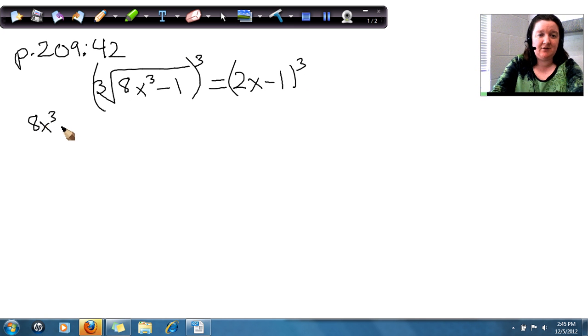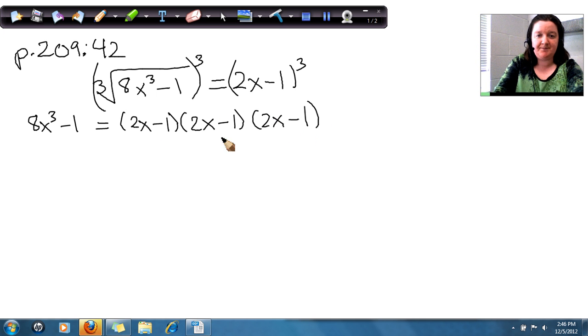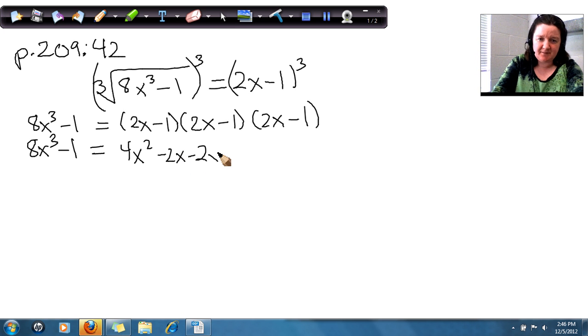8x to the third minus 1. We have to FOIL out that part. 2x minus 1, 2x minus 1, 2x minus 1. So we need to multiply those first parts out, which would give me 4x squared minus 2x plus 1. And then we have to multiply by that 2x minus 1 again.